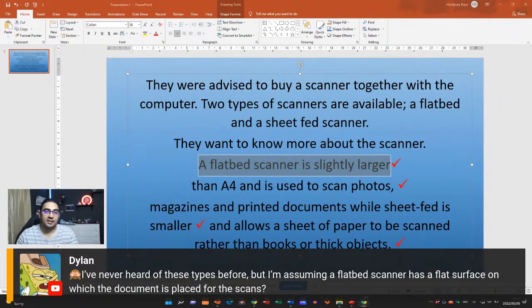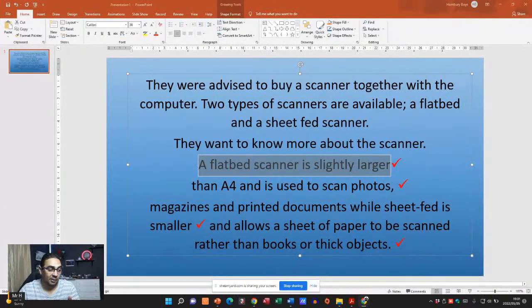Yes, Dylan, as the name implies, flatbed. Hey man, don't worry if you haven't heard about this before. This is why we're here, to help one another, to learn, and to prepare.